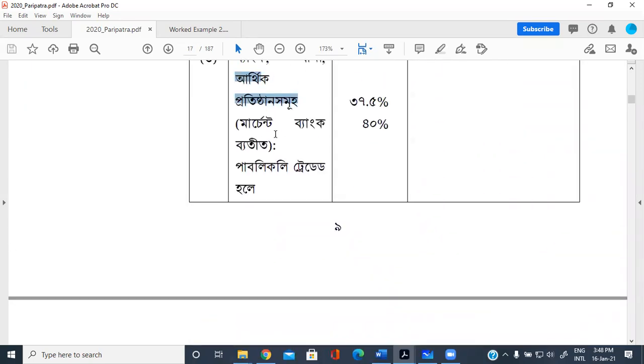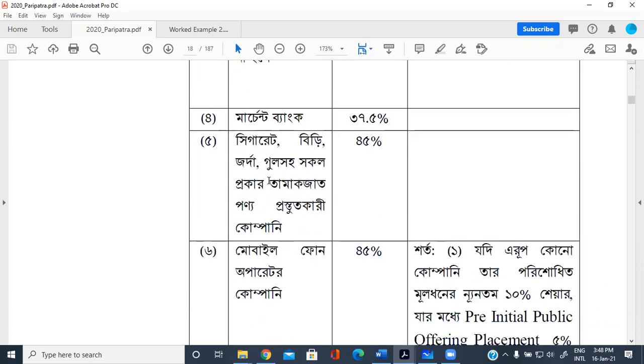I mean, if the companies say Habib Bank, the company is Commercial Bank of Ceylon, for them the tax rate is 40%. And for merchant bank, the tax rate is 37.5% of which income? Sir, gross receipt. No. Why gross receipt? Their taxable income.